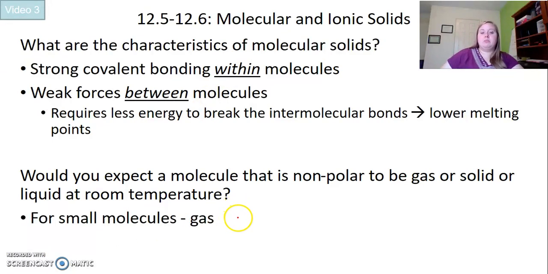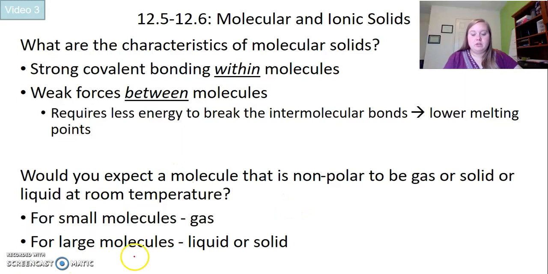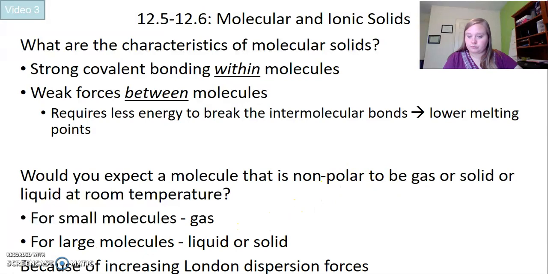For the other part of the molecular solids that you should be familiar with is the question: would you expect a molecular solid that is nonpolar to be a gas or a solid or a liquid at room temperature? If you're looking at small molecules, we would expect that to be a gas at room temperature. However, if you have a larger molecule, we would expect those to be liquids or solids at room temperature. This just goes for molecular solids, and again, it's because of an increase in dispersion forces, and that's the whole reason behind this.